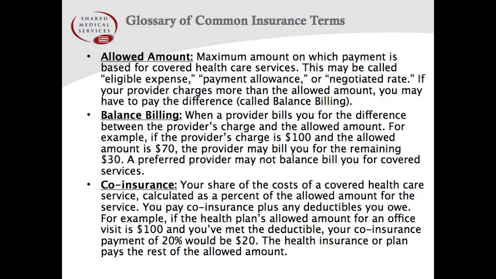The allowed amount is also referred to as the eligible expense, payment allowance, or negotiated rate. It is the maximum determined amount that can be paid for healthcare services. Balance billing is the difference between the provider's charge and the allowed amount. And coinsurance is your share of the cost of a healthcare service calculated as a percent of the allowed amount for that service. We will review the coinsurance amounts for the SMS medical plan shortly.